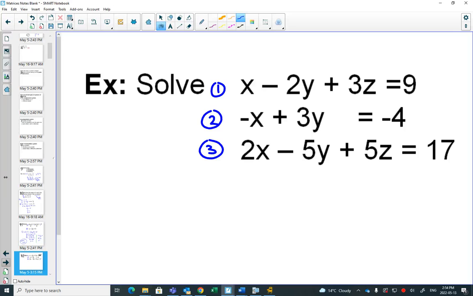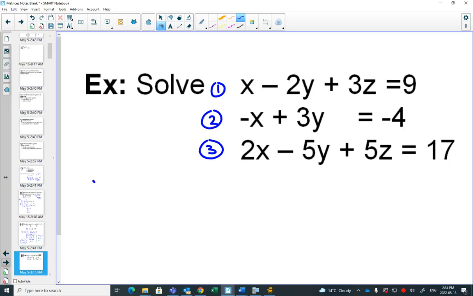So the first thing you're going to decide is which variable you want to eliminate. In this one, there's 3 options. We could eliminate x's, we could eliminate y's, or we could eliminate z's. Initially, it looks like, why don't we eliminate z's, because we already have an equation with the z eliminated. That's not bad. However, when I look at equation 1 and 3, if I wanted to eliminate another z, the numbers aren't the nicest.